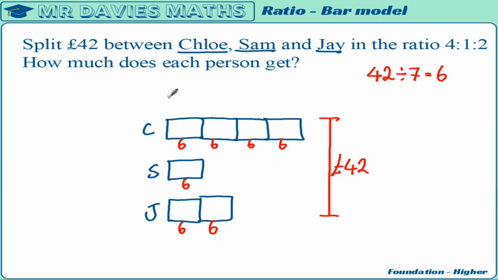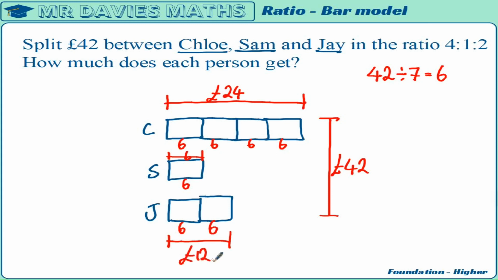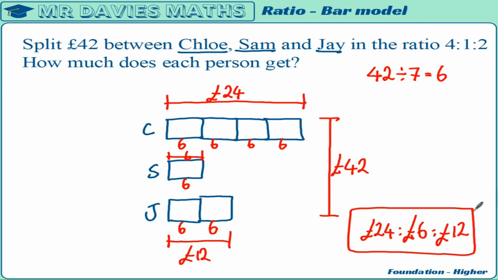So from here, how much did Chloe get? Well, she had 4 boxes and there's 6 in each box. So 4 times 6 would be 24. So she ended up with £24. Sam only had the 1 box, so he ends up with, where should I put that? I'm going to put that here. He ends up with £6, and Jay ended up with 2 boxes, which was 6 plus the 6, which is £12. My final answer would be £24, £6, £12. 3 parts to my answer.